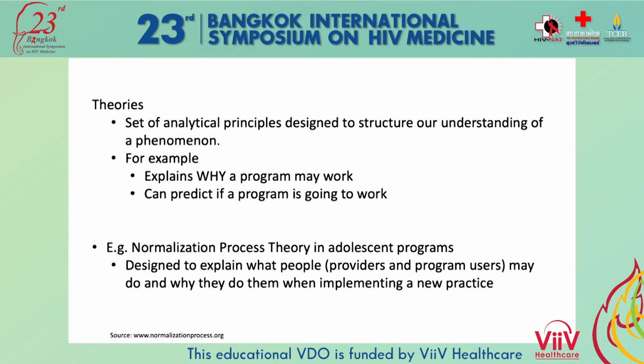It can also help you predict whether this is going to work to address this issue. One that's commonly used, for example, is normalization process theory. And you can use that in adolescent programs to say, do we think that either providers or the program users, in terms of the adolescents, are going to do what we want them to do based on implementing this new practice? Again, these are tools for you to think about teasing apart why something may happen.